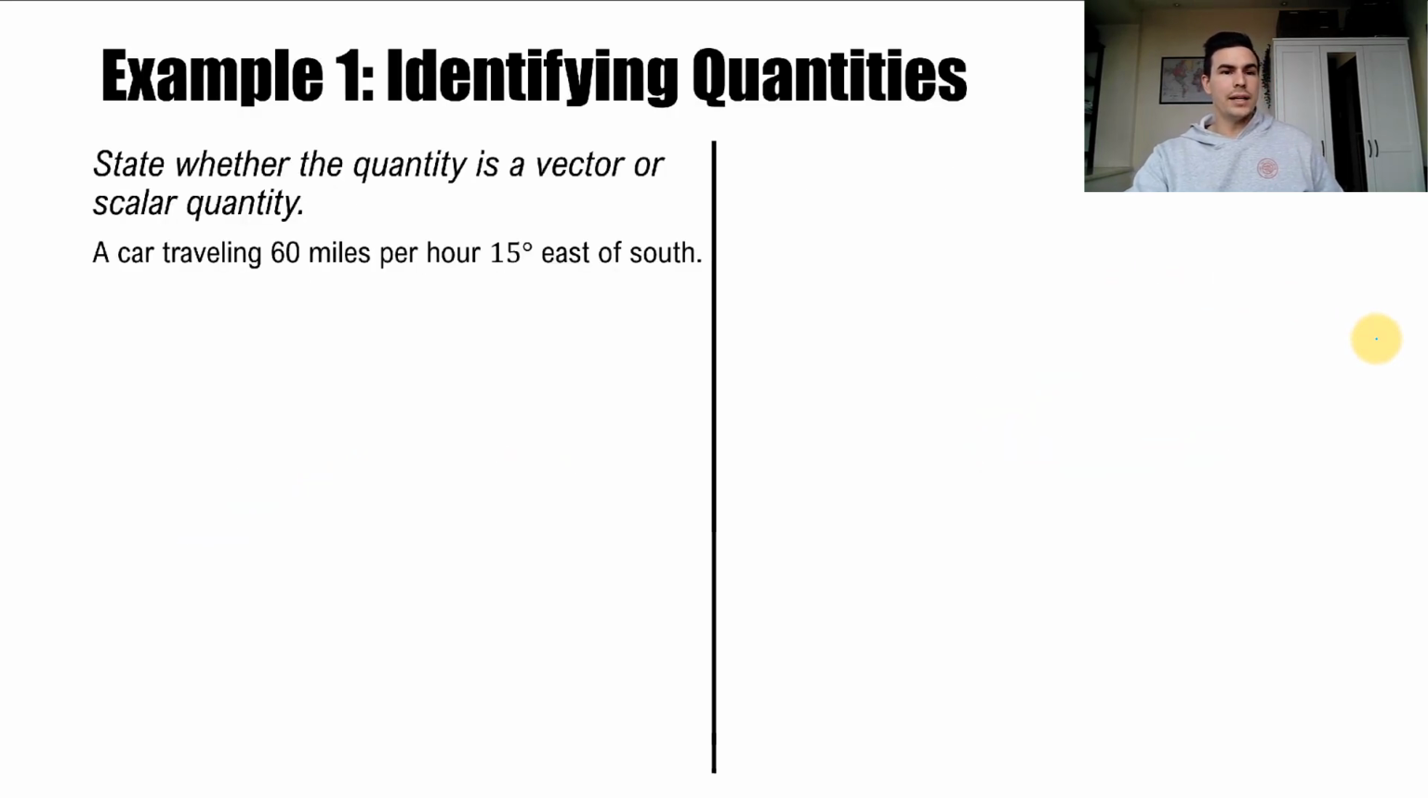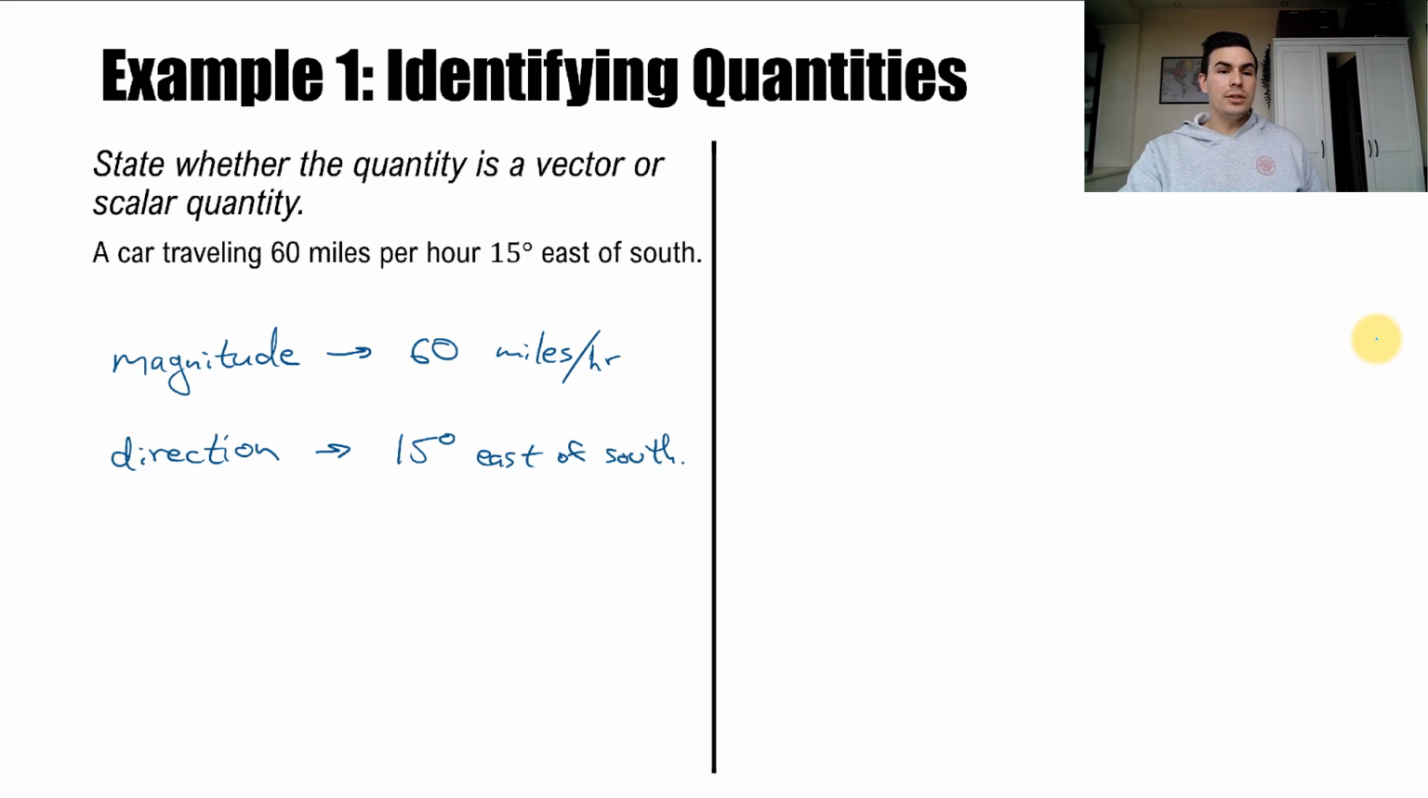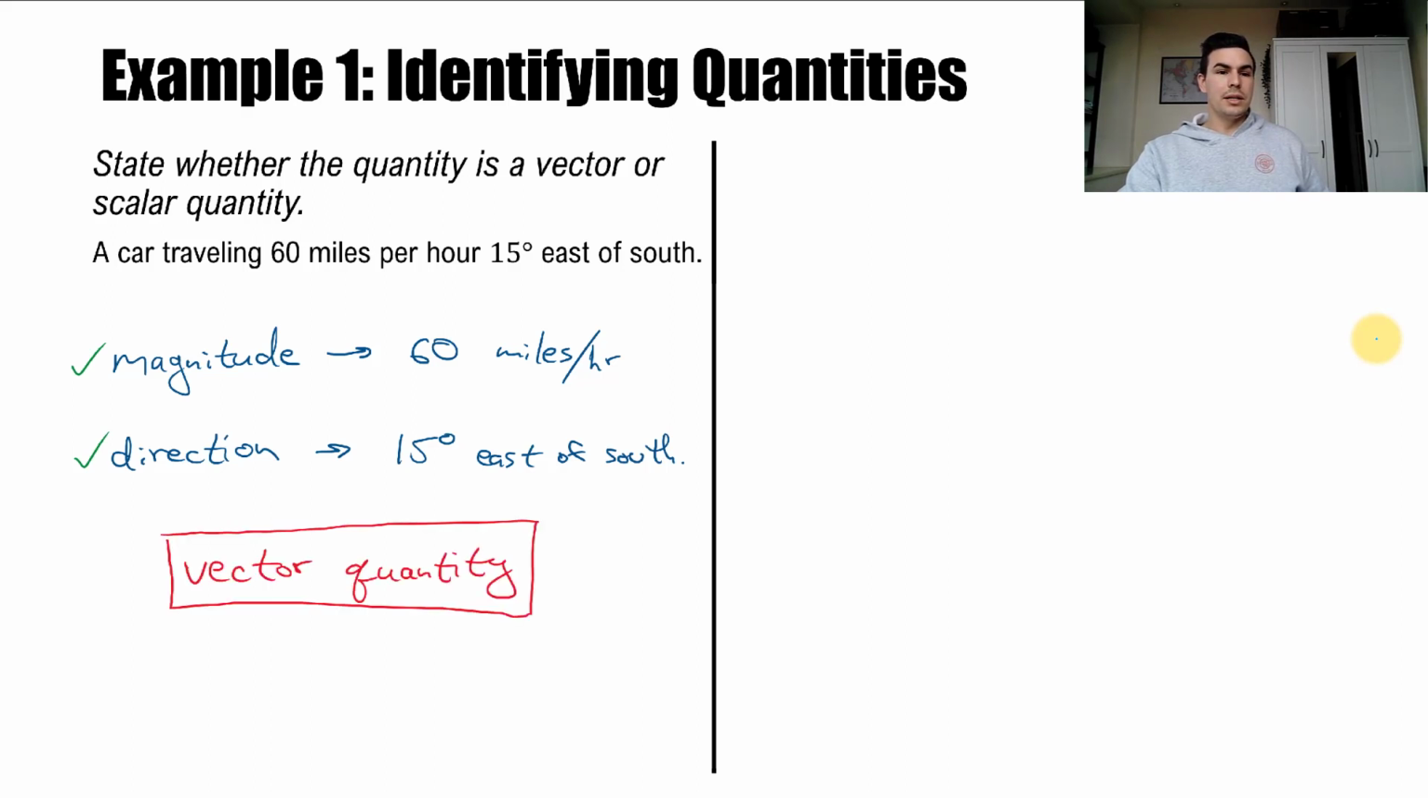So let's get into some examples here. First thing we need to practice is just identifying whether we're working with scalars or vectors. So our first example here, we have a car traveling 60 miles per hour, 15 degrees east of south, okay? We have a magnitude here, that's our 60 miles per hour. And second, we do have a direction, right? 15 degrees east of south. So that checks both of our check boxes for vectors. Okay, so we know that we have a vector quantity here.